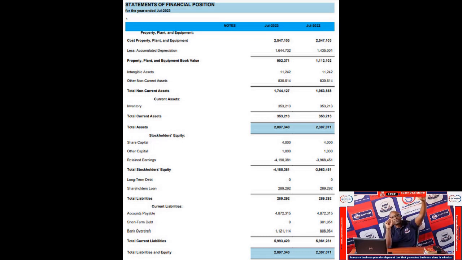Remember, the profit in the income statement is only the profit for that financial year, right? But in the balance sheet, you accumulate it. You take the profit for that period, you add it to the existing profit. Next year, you're going to take the profit from that financial year, you add it to the profit. The other year, same story. You keep on adding it. It will give you the retained earnings. That's what is recorded in the balance sheet as part of your equity.